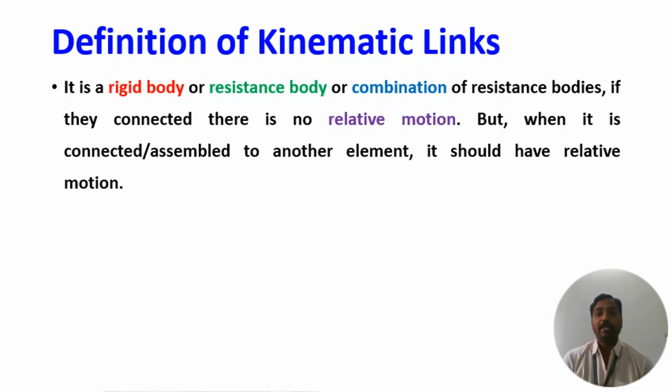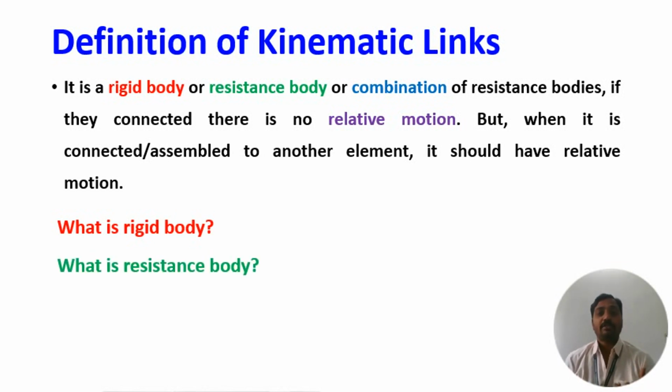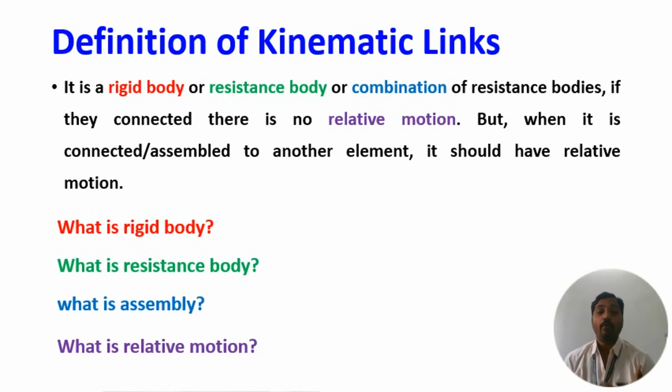A kinematic body is a rigid body, or a resistance body, or a combination of resistance bodies. When this combination of resistance bodies is connected, there is no relative motion. But when it is connected to another link, there is going to be relative motion, and it has to be maintained. So we'll try to see exactly what a rigid body is, what a resistance body is, what the assembly of resistance bodies is, and how it generates the relative motions.